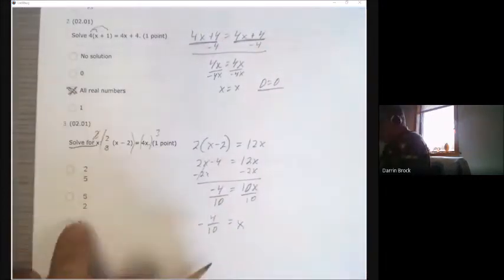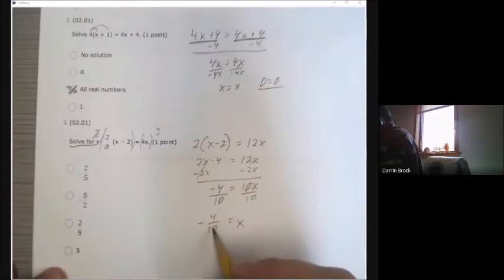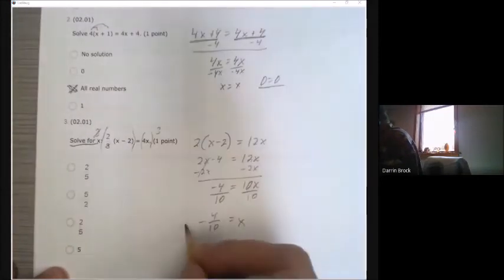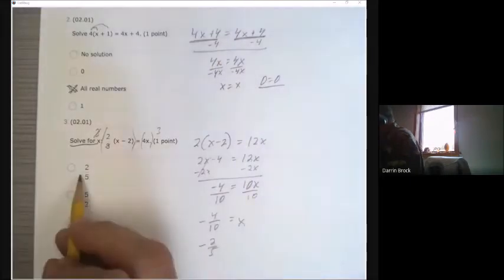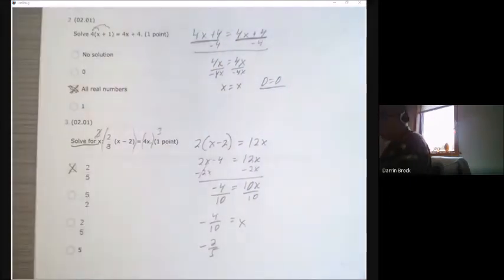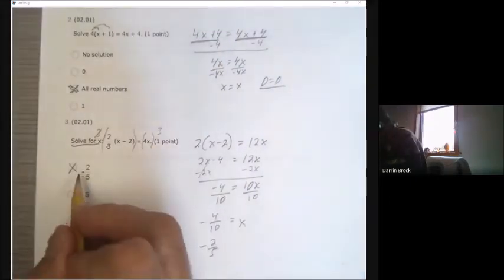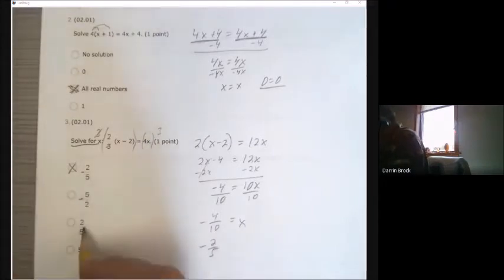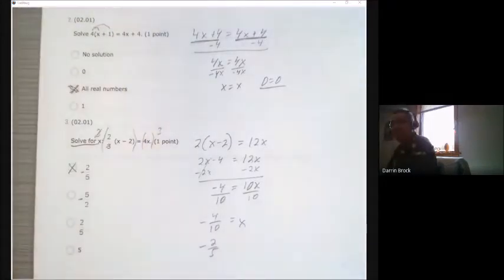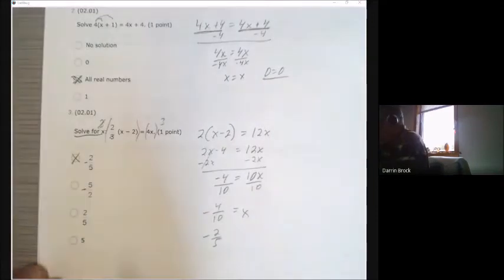Notice we don't have tenths over here, but we can divide a 2 into the top and the bottom. So that's the same thing as -2/5, which is our first choice right there. That is -2/5. It's hard to see it, but there's a little negative printed there. These two are negative and these two are positive. It doesn't show up real well on the camera. So that is -2/5, and that is our answer for number 3.